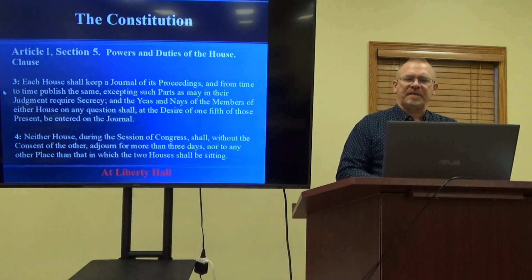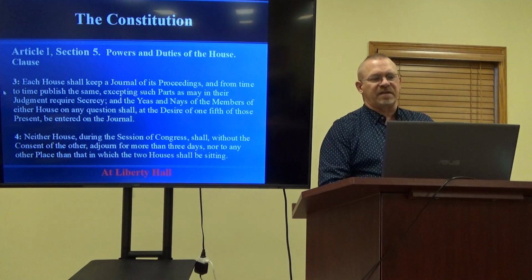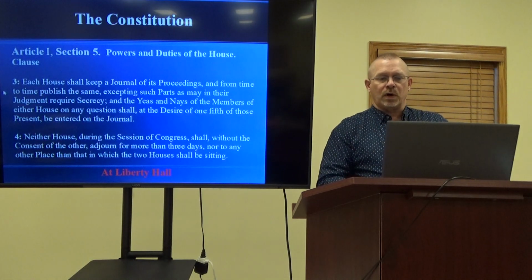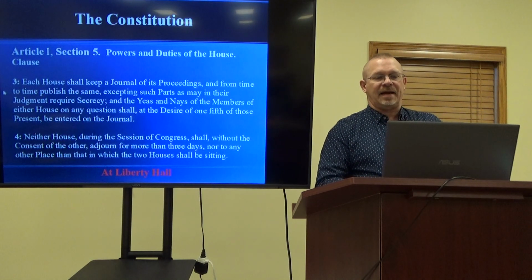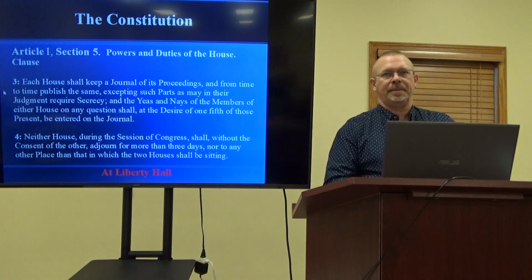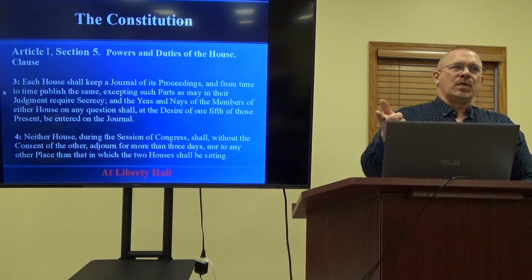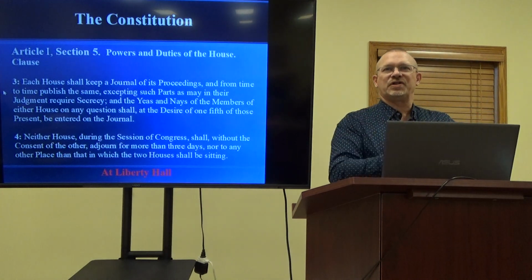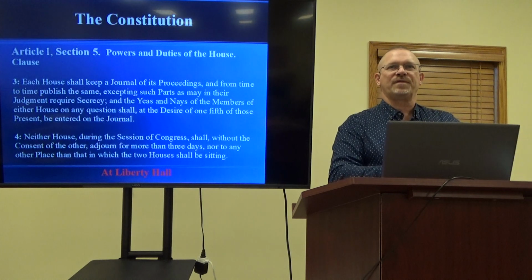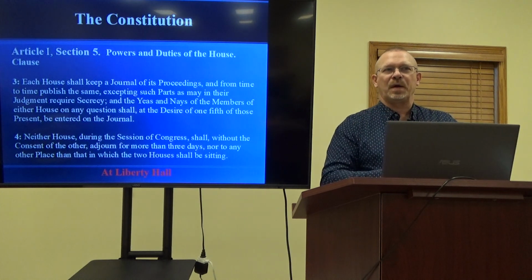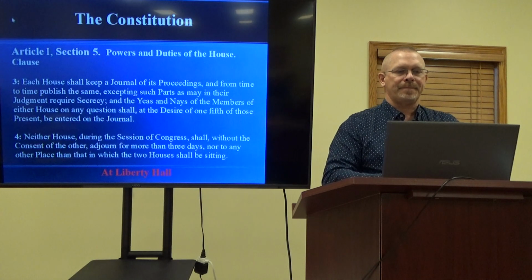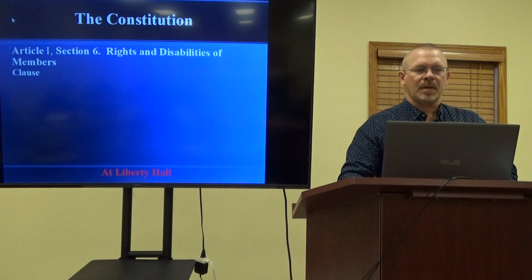Neither house during the session of Congress shall, without the consent of the other, adjourn for more than 3 days, nor to any other place than that in which the two houses shall be sitting. Okay? Why is that? 700 years of history, right? We saw how they would move things so that they could get what they wanted. They didn't want that happening here.